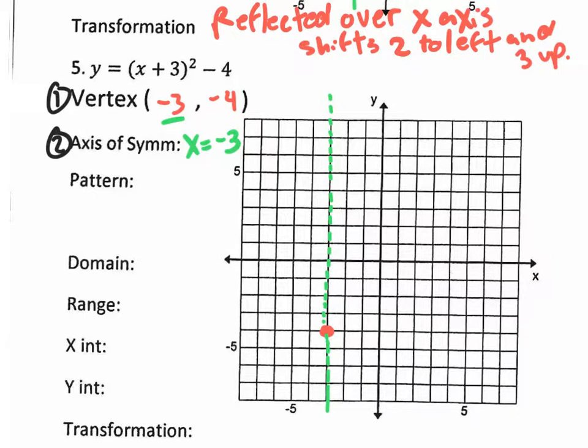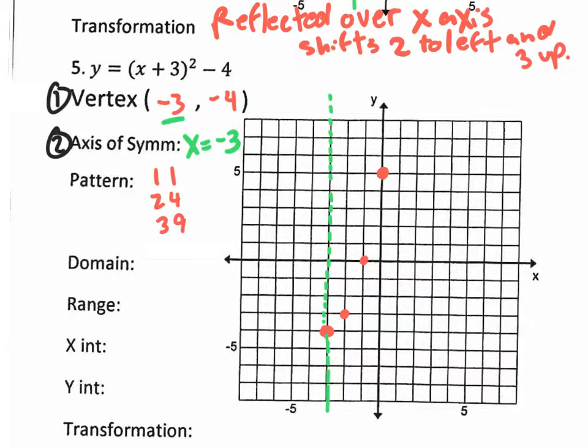Now, what's the pattern that we're going to be using? 1, 1, 2, 4, 3, 9. That's because the A value is 1, which means that it's going to be exactly as wide as our parent graph of that U-shaped curve of the parabola. So from this vertex, go 1 over, 1 up, and let's put a dot right there. Then go back to the vertex and go 2 over, 4 up, 1, 2, 3, 4, put a dot right there. Then go back to the vertex and go 3 over, and then 9 up. 1, 2, 3, 4, 5, 6, 7, 8, 9. Put a dot right there.